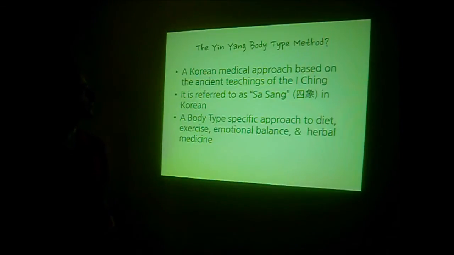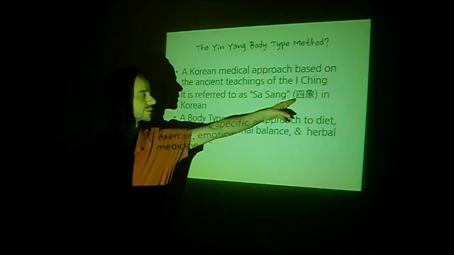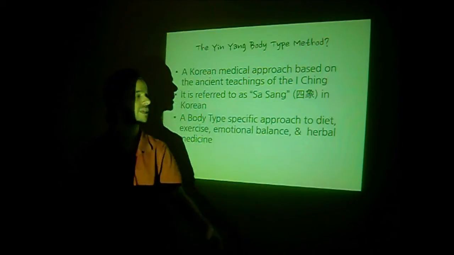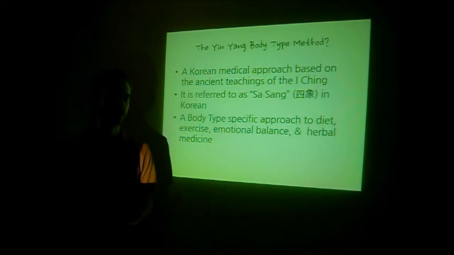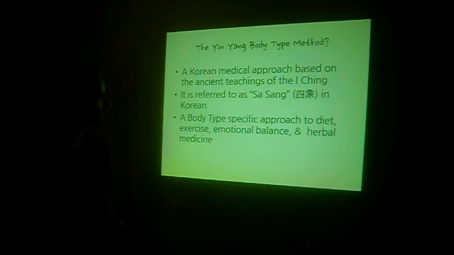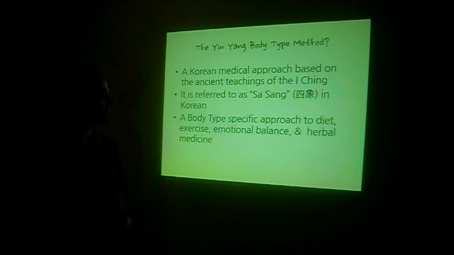The Sasang, or Yin-Yang body type method, is a Korean medical approach based in the ancient teachings of the I Ching, and is referred to as Sasang in Korean. Sa means four, here the character for four, and Sang means manifestations, or appearances, or symbols. We'll talk more about that in a minute. This is a body type specific approach to diet, exercise, emotional balance, and herbal medicine.